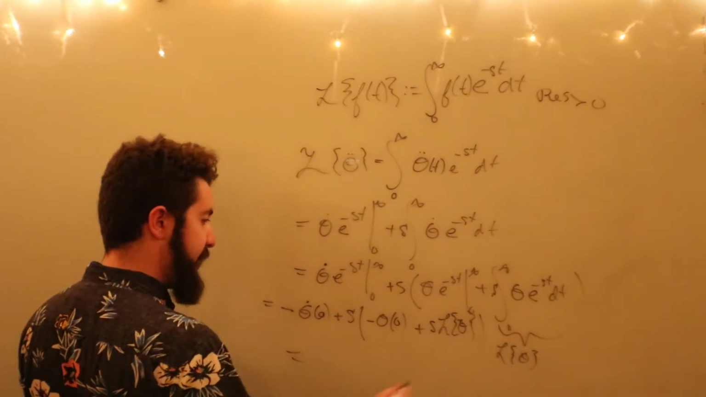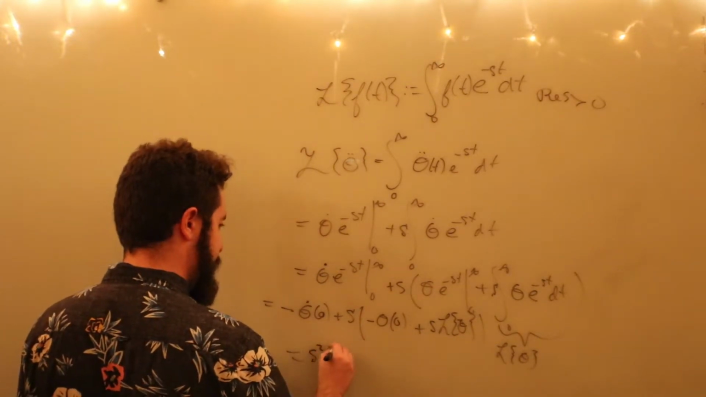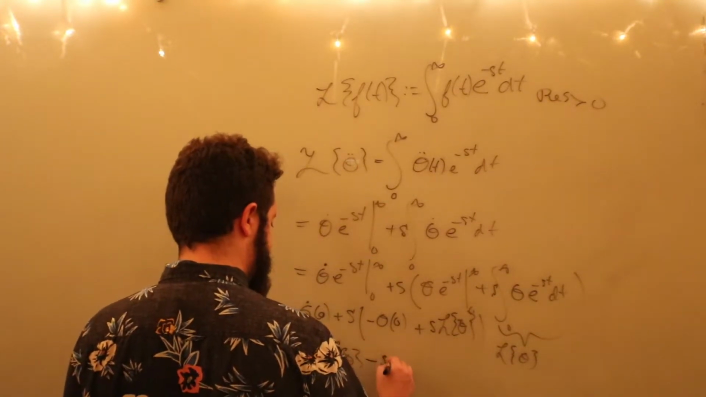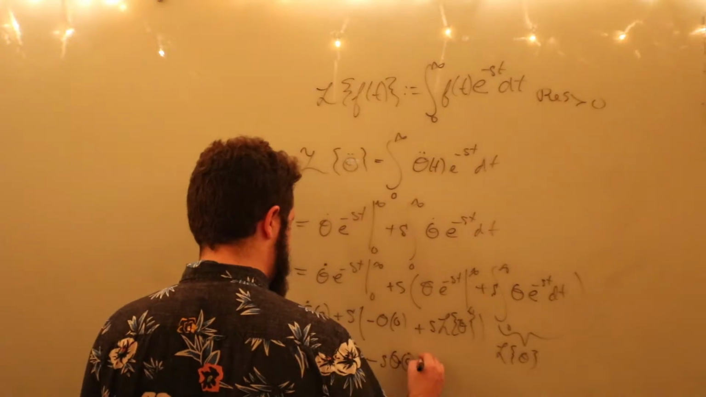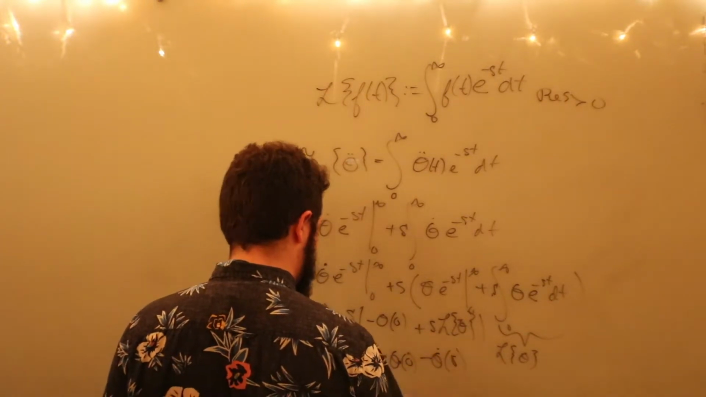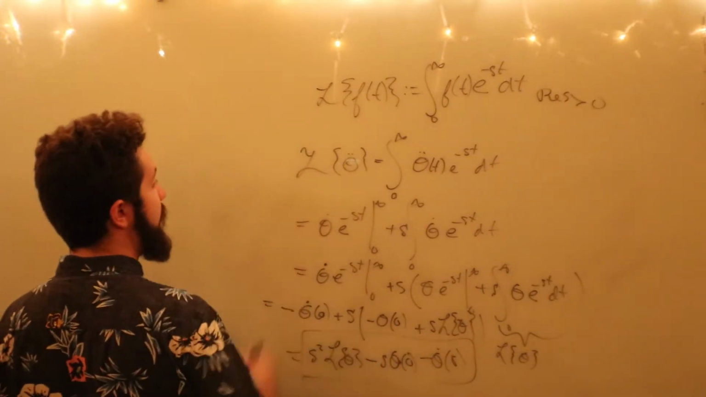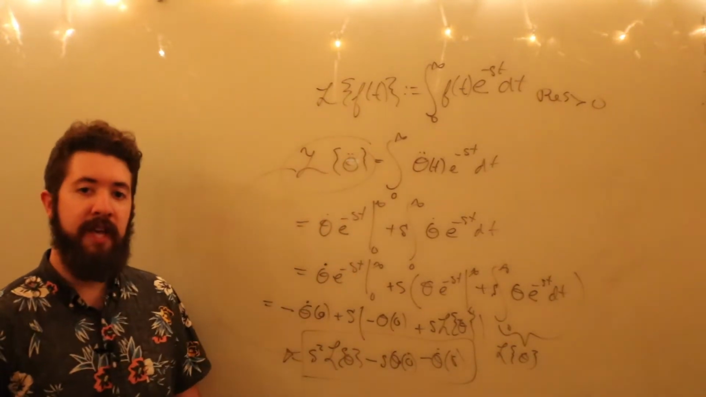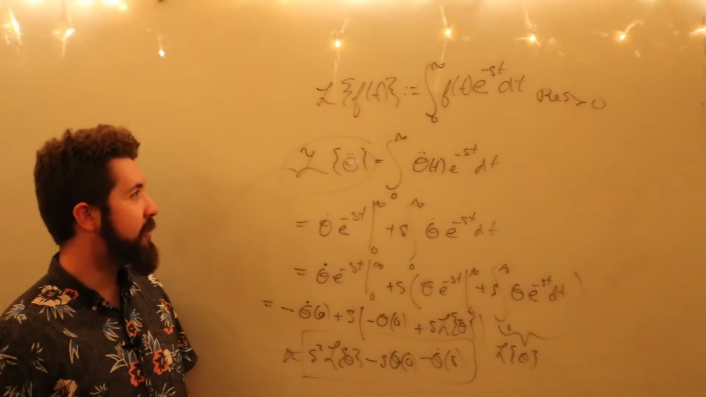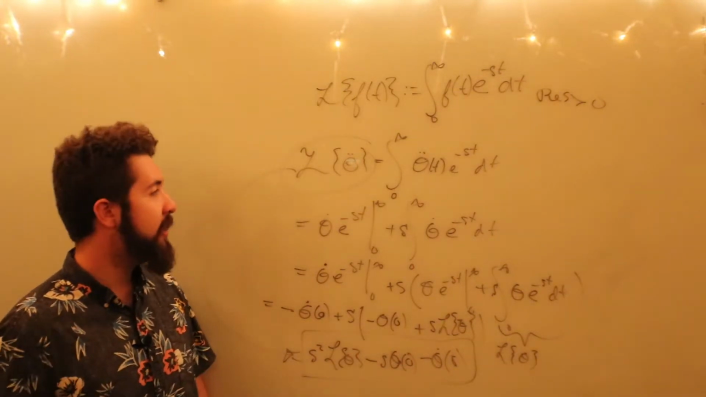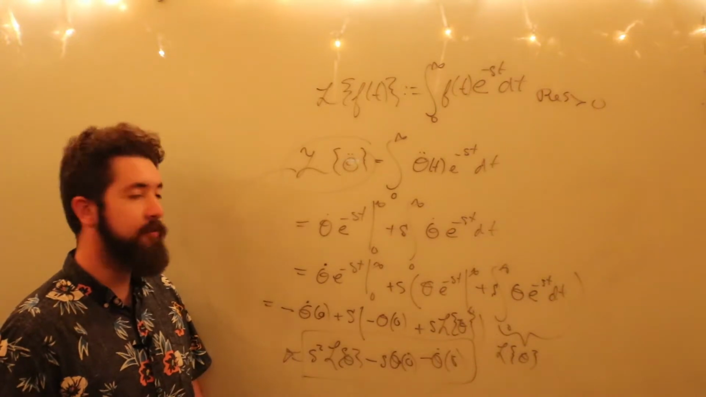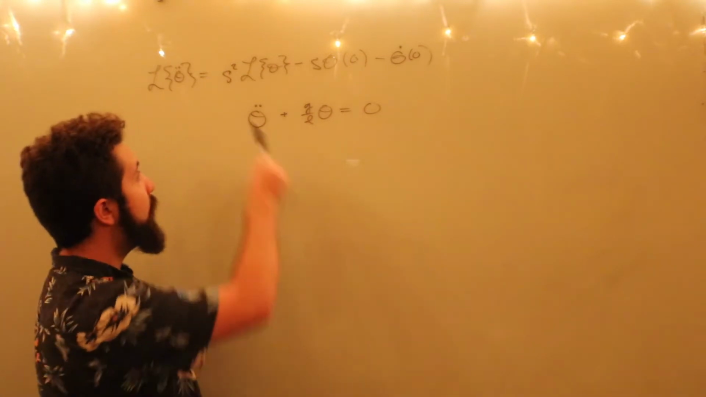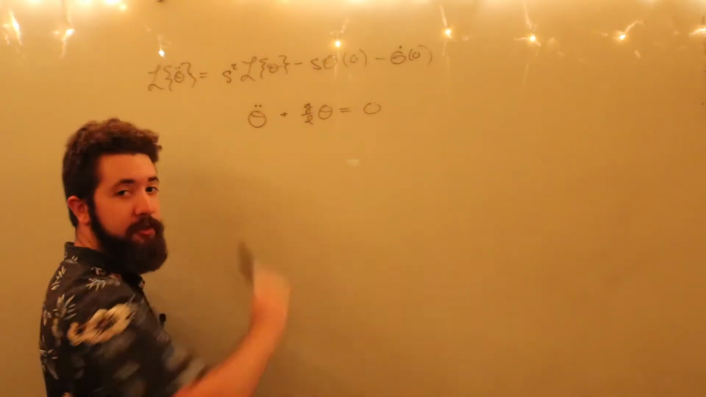Or we can write this as s squared times the Laplace transform of theta minus s times theta of 0 minus theta dot of 0. This is what the Laplace transform of the second derivative is. So then we're going to use this to take the Laplace transform of our entire differential equation, solve it for the Laplace transform, and then invert. So let's do that. I just wrote what we figured out and our differential equation right here.